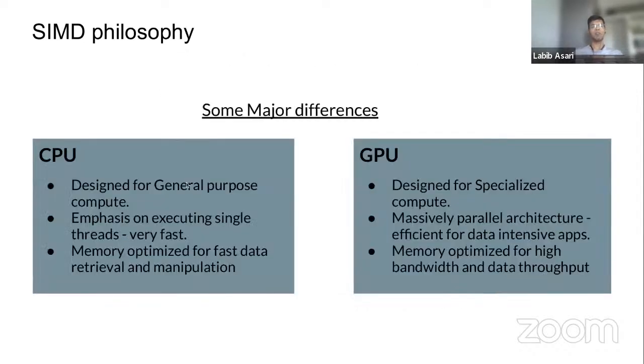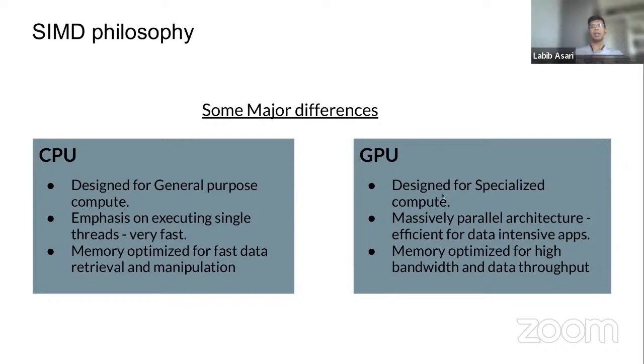So this is a summary of what the major differences are and what design principles we consider when we design a CPU and a GPU. The CPU is designed for general purpose. It is supposed to be the brain of the computer. It is specifically emphasized to execute a single thread, a single stream of instructions, and do it very fast, because it has to execute multiple applications at the same time. So it must execute the instructions very fast.